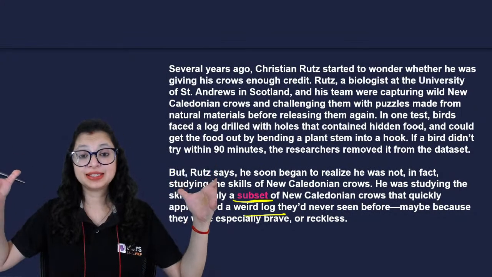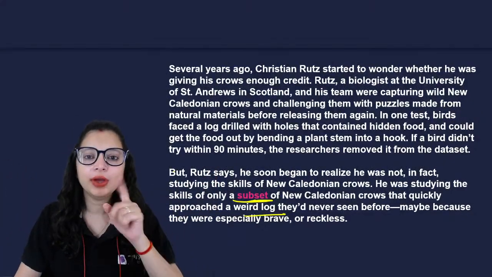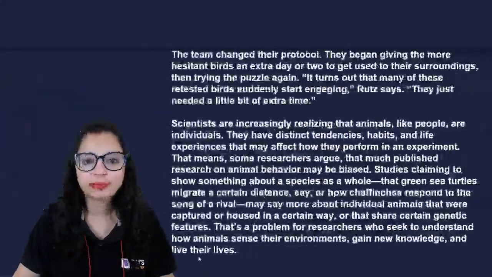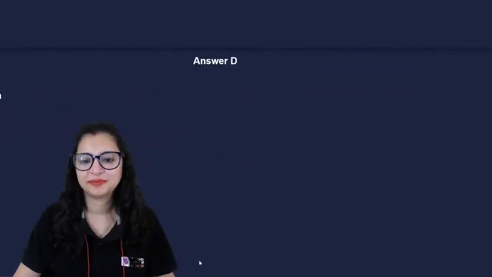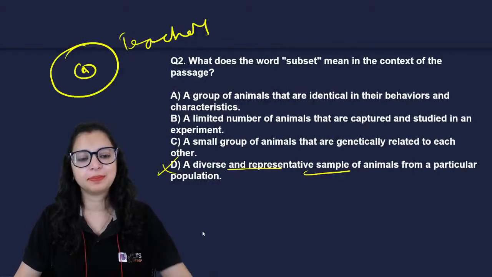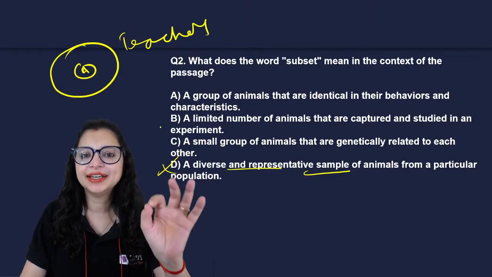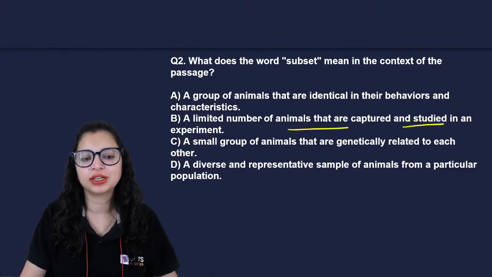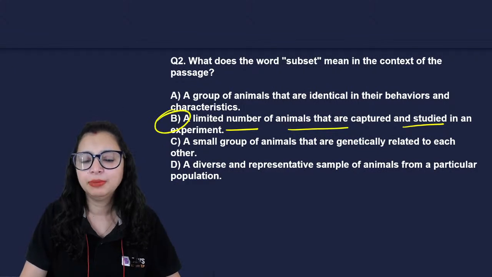एक बड़े सैंपल का, एक बड़े ग्रुप का एक छोटा सा सैंपल, वो एक सबसेट हुआ. वो बिहेवियर का ट्रू रिप्रेजेंटेशन नहीं था. तो उस लॉजिक से, it is a limited number of animals that are captured and studied in an experiment who would have reacted in a certain manner. एक limited number.